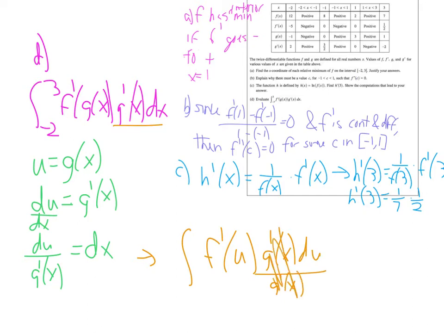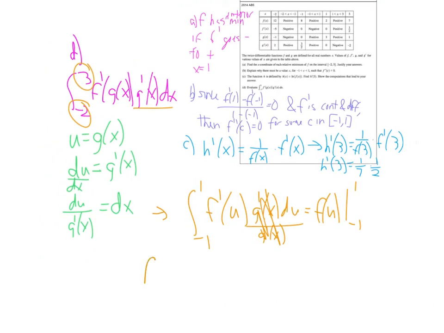So the only other thing I have to worry about is what's g of negative 2? G of negative 2 is negative 1, and g of 3 is 1. So that changed those bounds, negative 2 and 3. So now the antiderivative of f prime is f, from negative 1 to 1. And f of 1 minus f of negative 1. F of 1 is 2. F of negative 1 is 8. So 2 minus 8, I could do that and write negative 6, but I don't need to. I can leave it how it is.